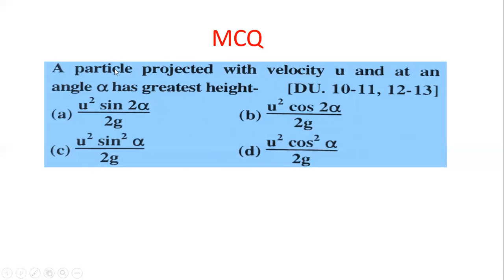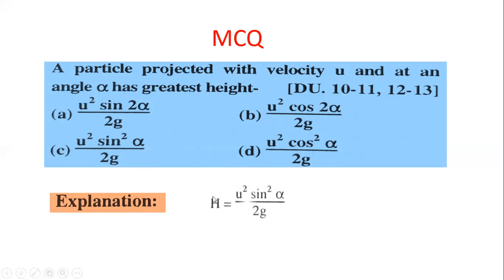Another MCQ. A particle projected with velocity u and at an angle alpha has greatest height. Explanation. But you know the formula is equal to u square sine square alpha by 2g. So from this you get the answer C.